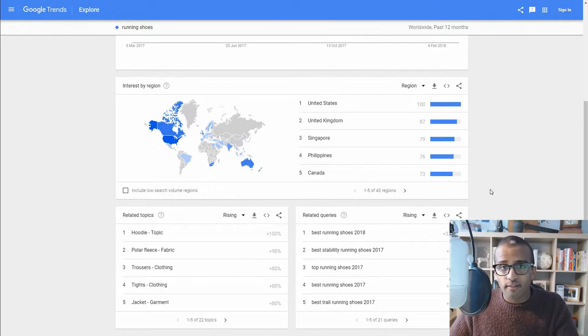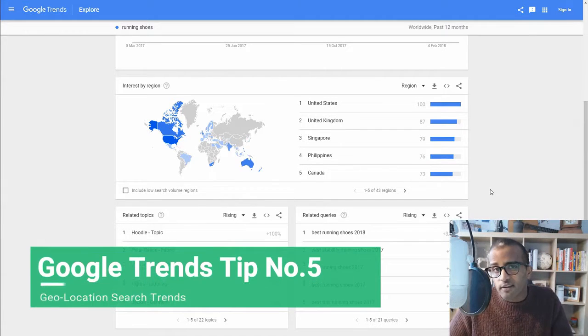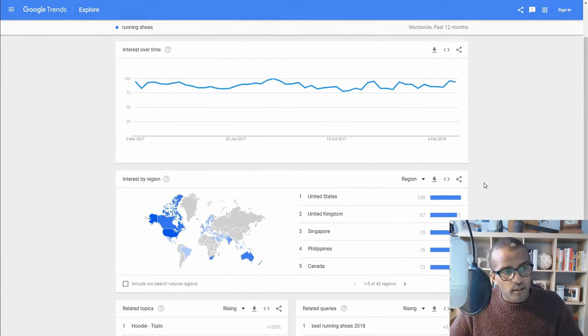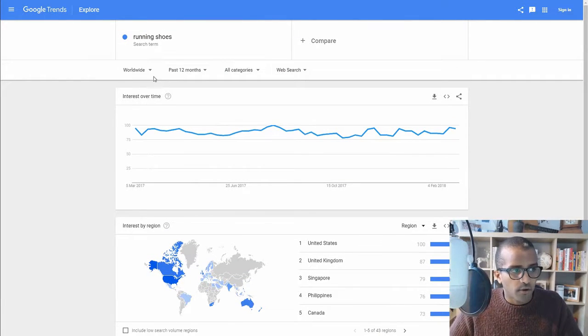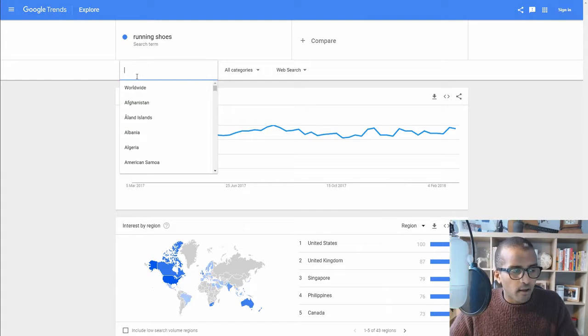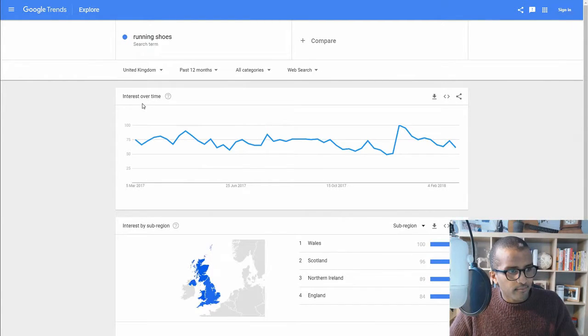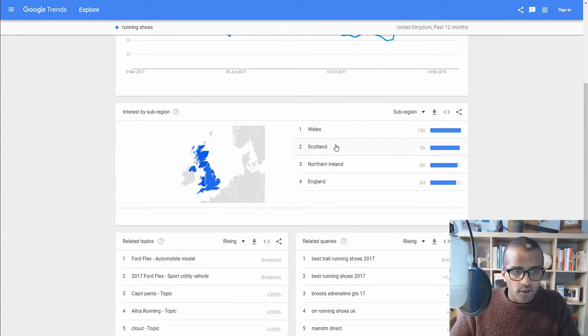Of course, you can look at the geolocation and maybe find out, if you're lucky enough, to see what is trending in your local area. So if we stick to the running shoes in this situation, and let's just say we pick in the area would be United Kingdom. You scroll down and it will be trending in all 4 countries of the UK. And let's just go specific, and let's say for example, if we pick England.